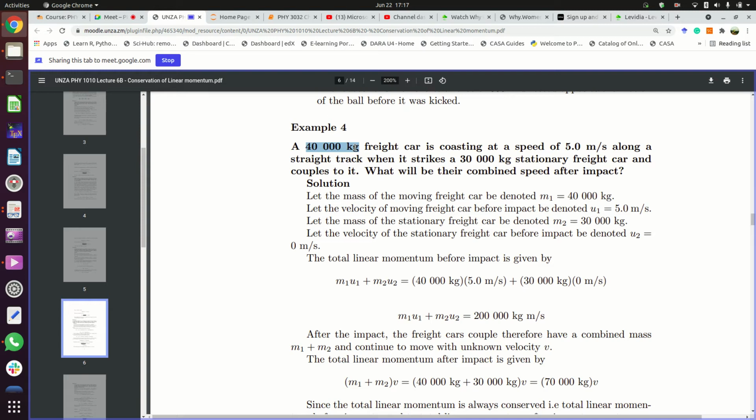So again, the assumption I was making is that the velocities of the objects involved in this collision are constant. So the first car weighs 40,000 kg and is moving at a velocity of 5 meters per second. The other car does not have any motion, but it has got a mass of 30,000 kg.